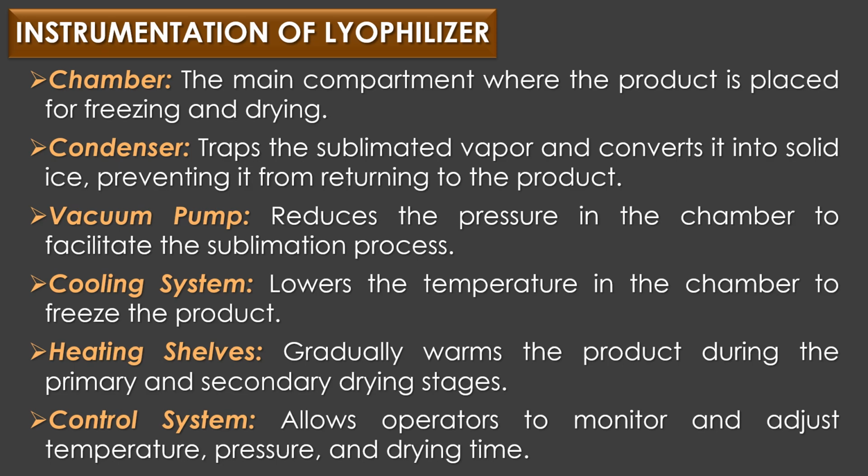Vacuum pump. The vacuum pump reduces the pressure in the chamber to facilitate the sublimation process. Cooling system. The cooling system lowers the temperature in the chamber to freeze the product. Heating shelves. The heating shelves gradually warm the product during the primary and secondary drying stages. Finally, control system. The control system allows operators to monitor and adjust temperature, pressure, and drying time.